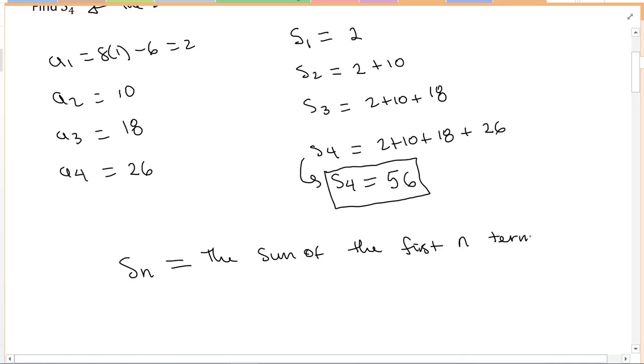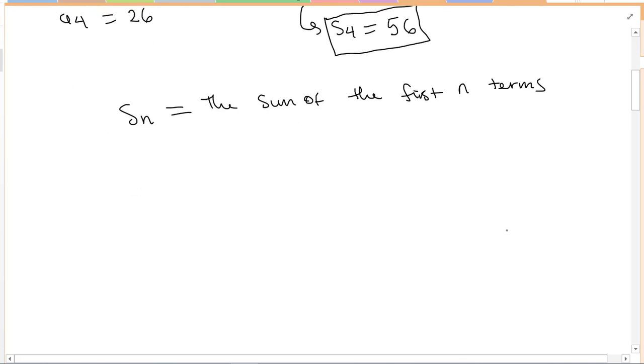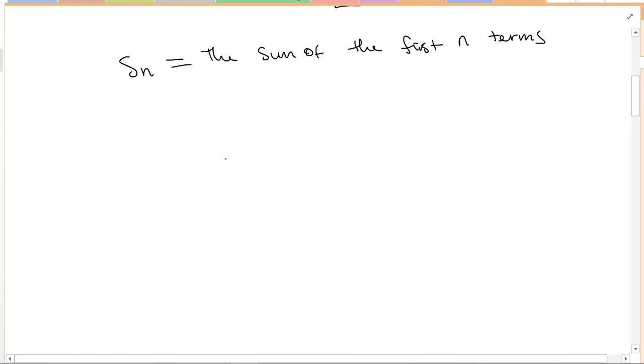To come up with a formula, I'm going to use a standard sum. Say I have a sum of the first 20 terms of something very simple, an arithmetic sequence that just increases by 1. So 1 plus 2 plus 3 plus 4 plus 5 plus 6, and so on, all the way to 20. Of course I can just add them all up, but I'm trying to come up with a formula.